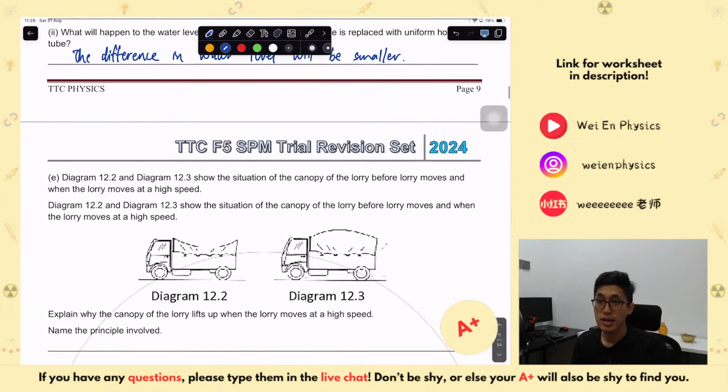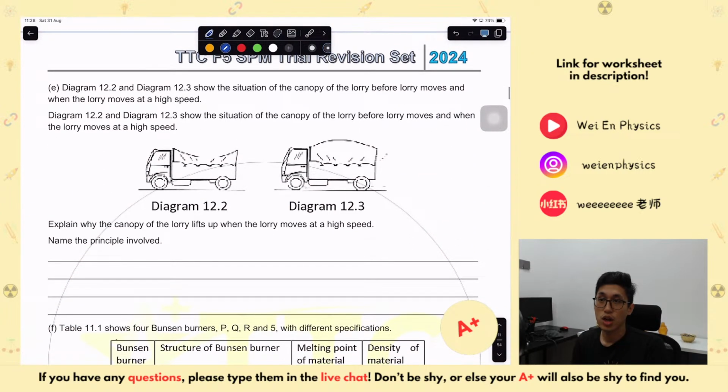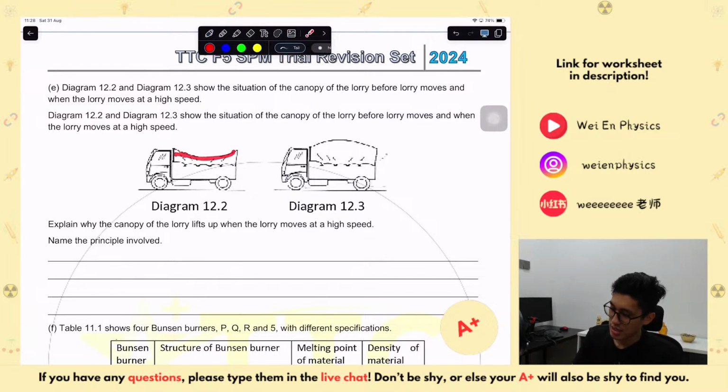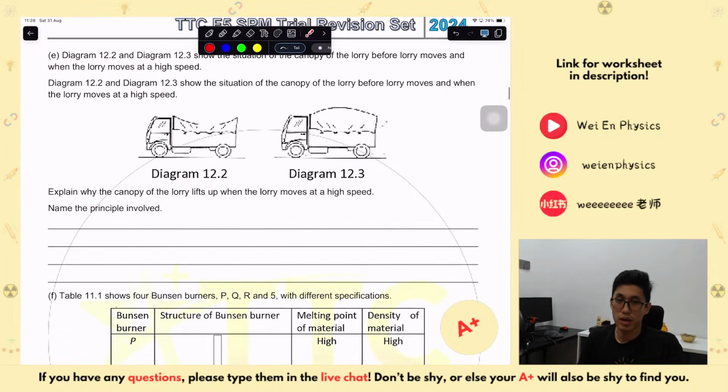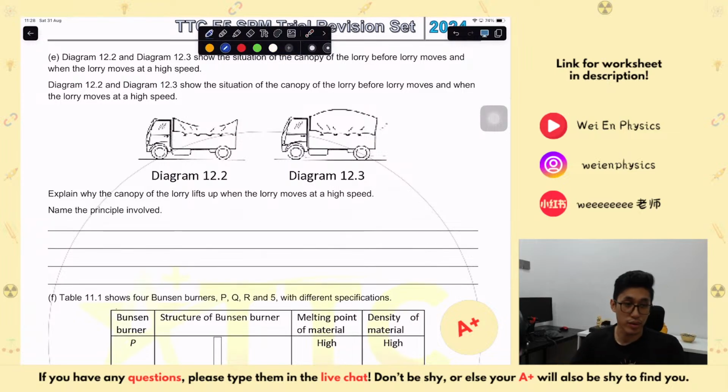Okay, the next one. This is a lorry, and when the lorry travels at high speed, this piece of cloth or this cover, we call it the canopy, will come out like this. So why? Explain why. Now the principle involved is definitely Bernoulli's principle. So the last sentence we definitely will write this is Bernoulli's principle.